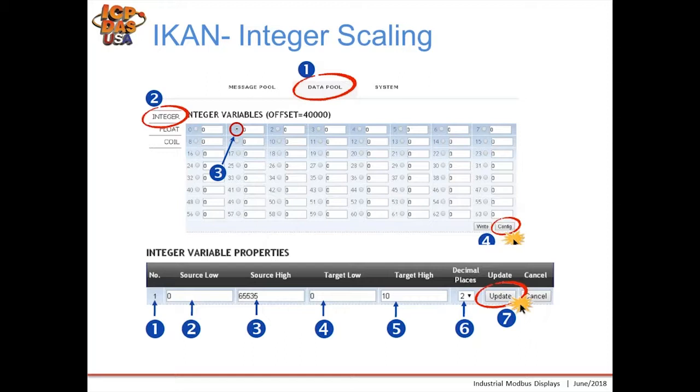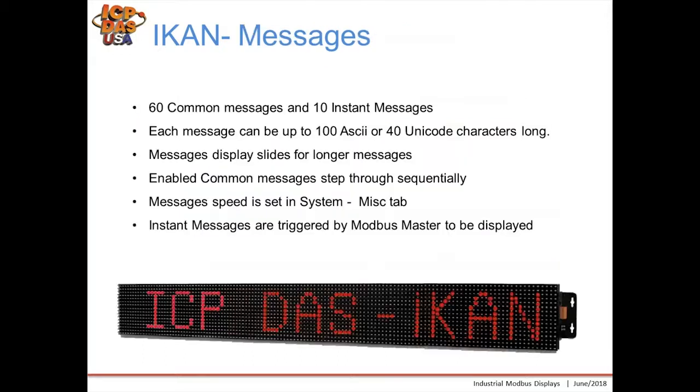Within the IKAN, it allows you to put in 60 common messages which are displayed sequentially amongst them. So all common messages will appear sequentially one after the other in the order that they appear. And you have the ability to disable and enable any messages within those 60 that you choose. It also has the ability to program in 10 instant messages. These are triggered by a PLC writing of a register. We'll go over that shortly.